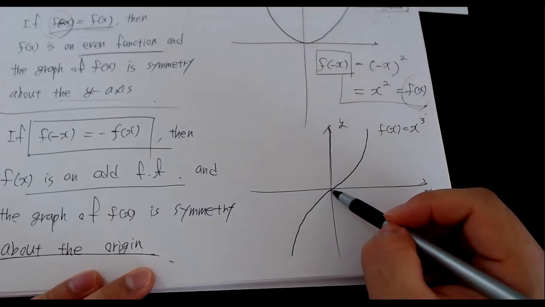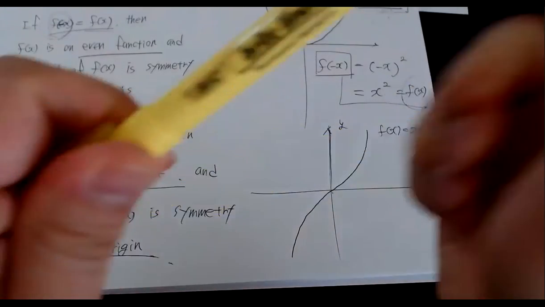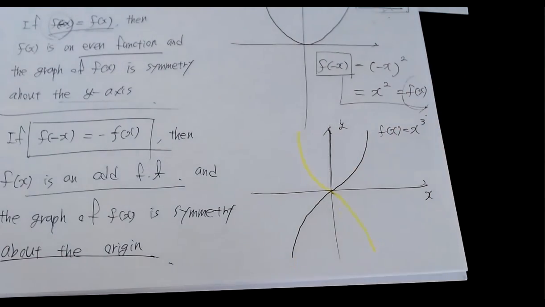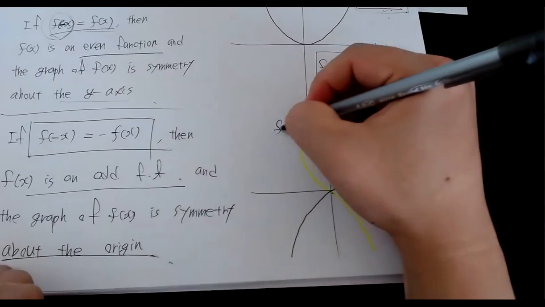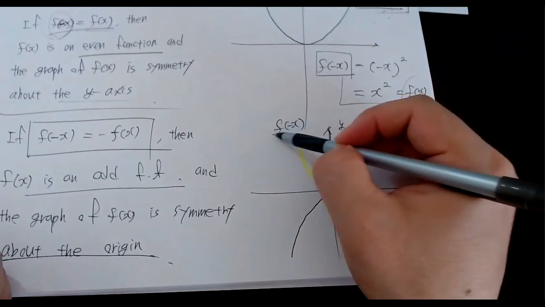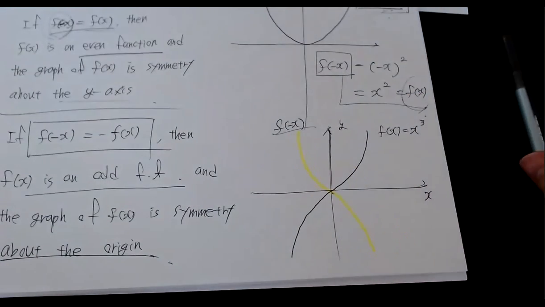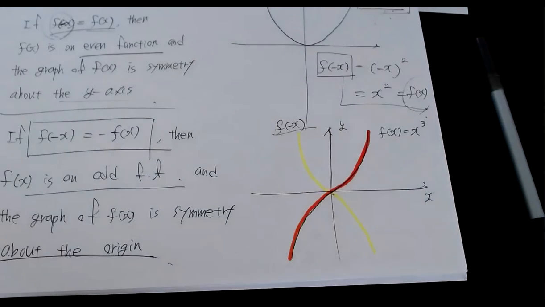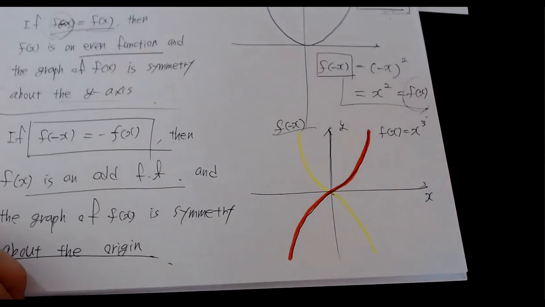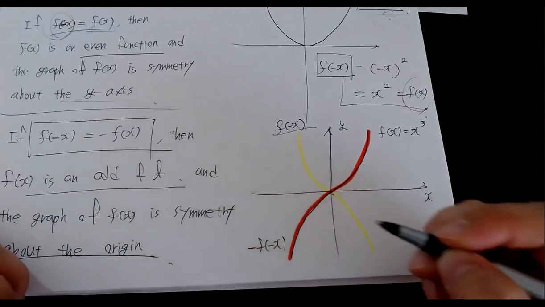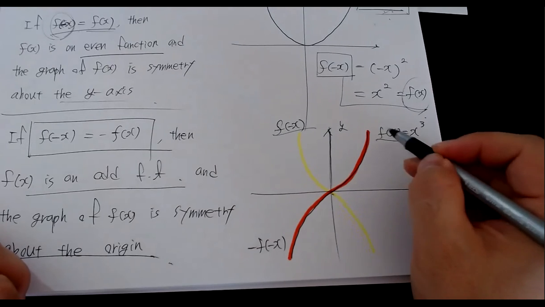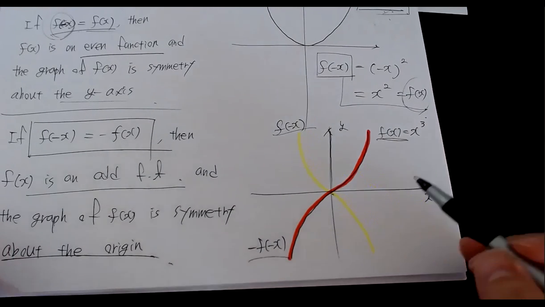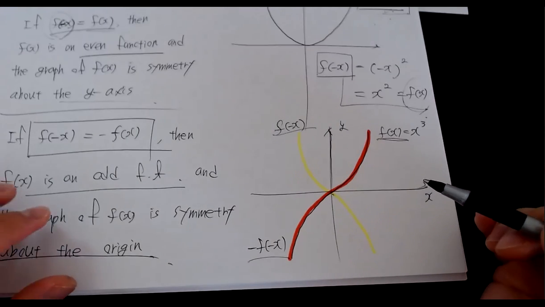I'm going to reflect the graph about the y-axis first, okay? This is the f of negative x. And then I'm going to reflect the graph of f of negative x about the x-axis. Okay, we're going to get this. So this is negative f of negative x. We see that the graph of f of x is identical to the graph of negative f of negative x. So f of x must be symmetric about the origin.